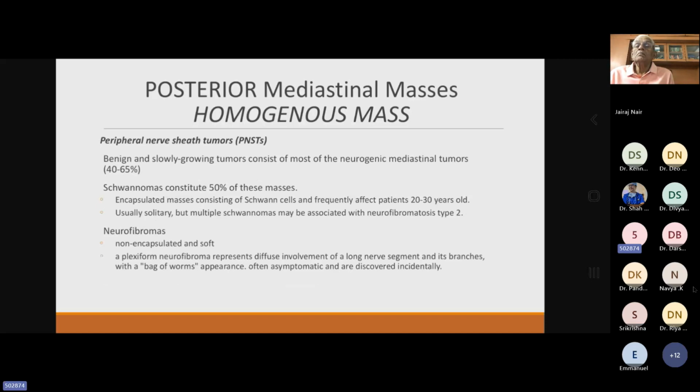Peripheral nerve sheath tumors, benign and slow-growing tumors, make up most of the neurogenic mediastinal tumors. Schwannomas constitute 50% of these masses. They are encapsulated masses consisting of Schwann cells and frequently affect patients 20 to 30 years of age. Usually solitary, but multiple schwannomas may be associated with neurofibromatosis type 2. Neurofibromas are non-capsulated and soft. A plexiform neurofibroma represents diffuse involvement of a long nerve segment and its branches with a bag of worms appearance. It is often asymptomatic and discovered incidentally.